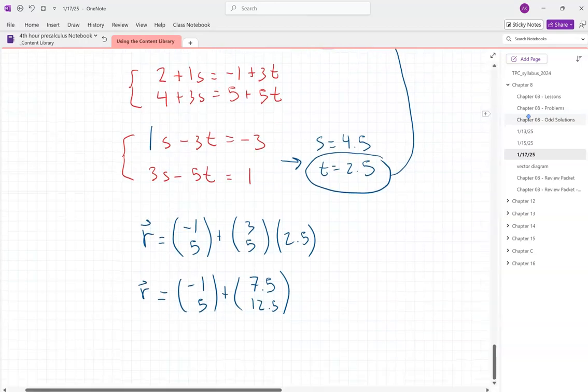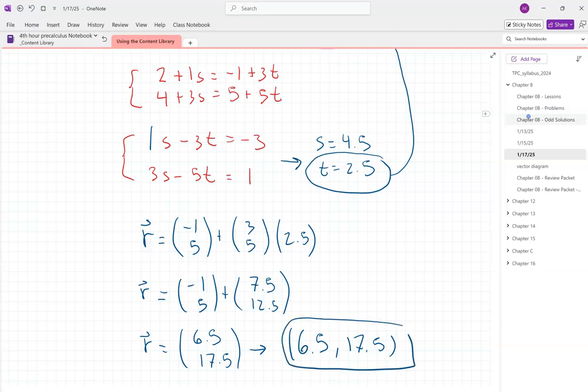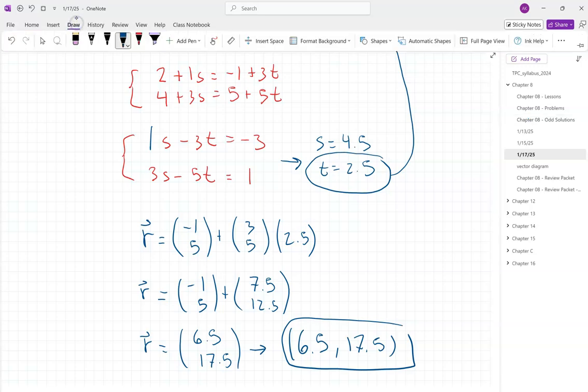And then I'm going to add them. If I add these components, negative 1 plus 7.5 is 6.5, and 5 plus 12.5 is 17.5. So that would tell me the intersection is at 6.5 comma 17.5. Does that feel okay there?